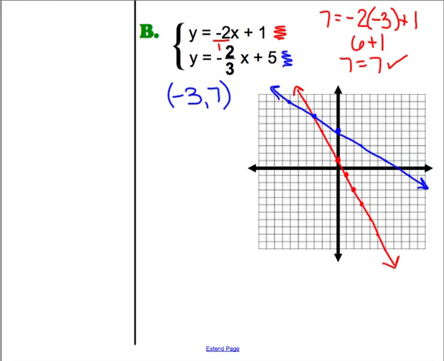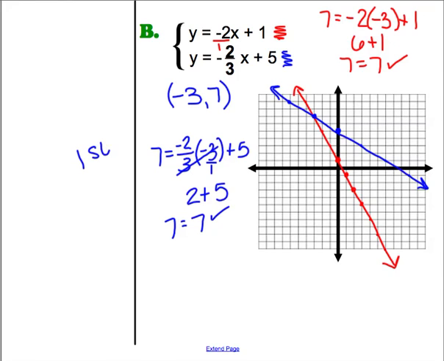In the blue equation, we've got 7 equals negative 2/3 times negative 3 plus 5. Well, when we put this over 1, these will cancel. Negative times negative is positive, leaving us with 2 plus 5, which does equal 7. So it does work out. And because we have one solution, that means that we have it consistent and independent.